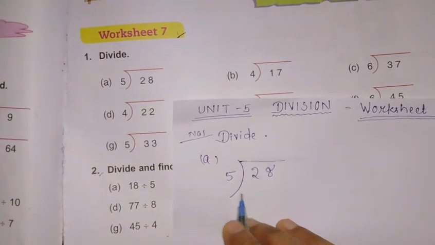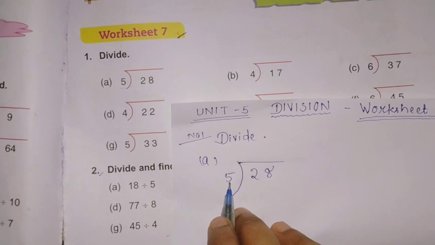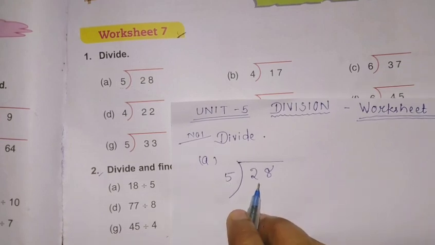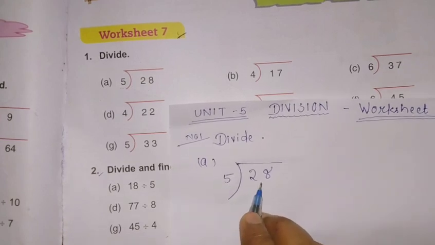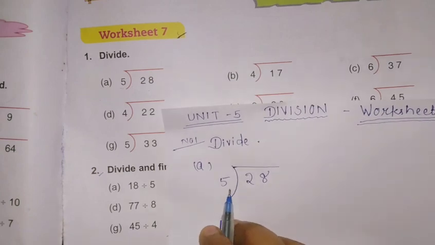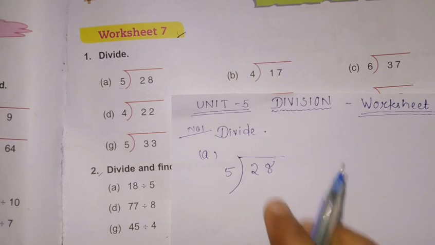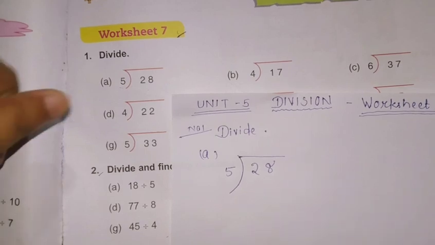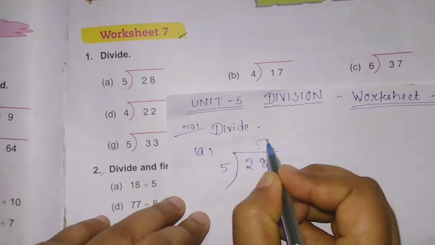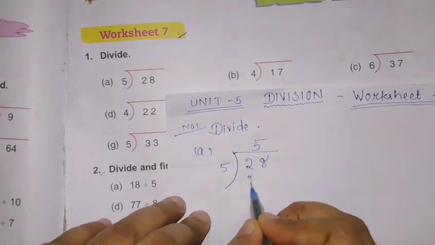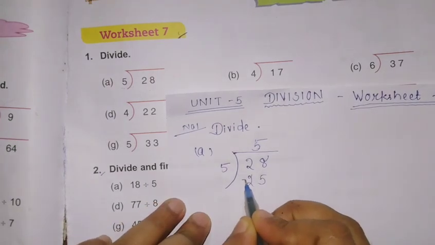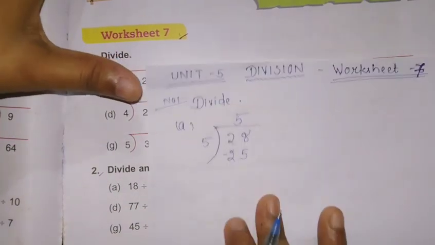First, we recite the multiplication table of 5 till we get 28. We will not get 28 in the table of 5. So, recite till you get the number which is just less than 28. So 5 5s are 25. Now subtract this product from the dividend.